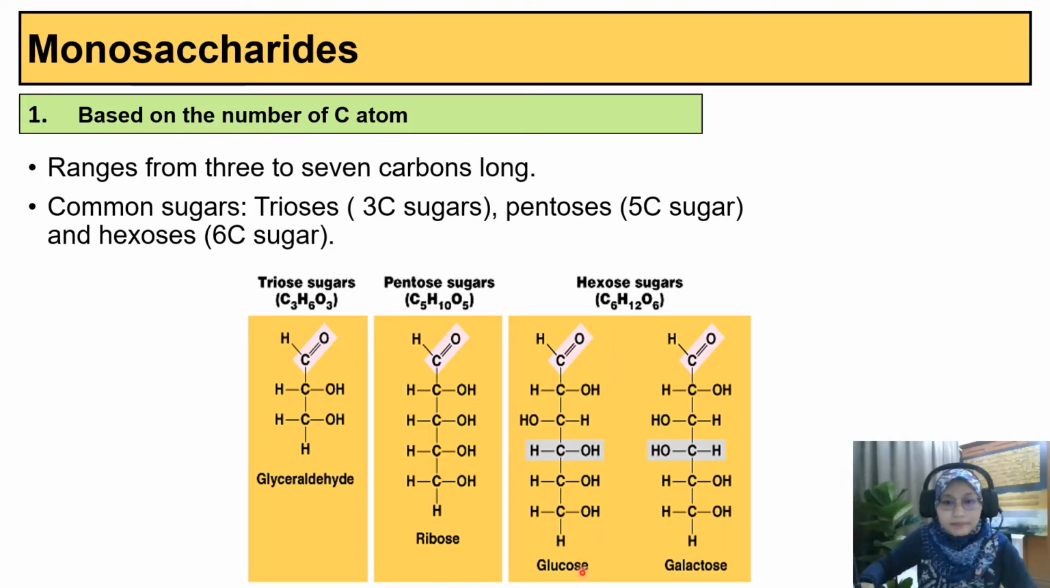And if the number of carbon atoms is 6, then it's known as hexose sugar, such as glucose, galactose, and fructose. How to number the carbon atom within the carbon skeleton? The carbonyl group must be numbered as the lowest carbon number. Number 1, 2, 3. Next, look at glucose. Carbon 1, 2, 3, 4, 5, and 6.